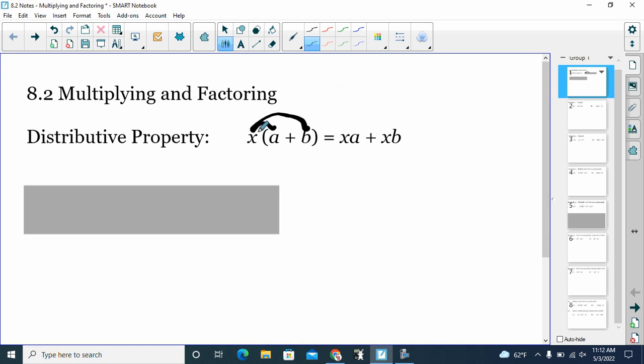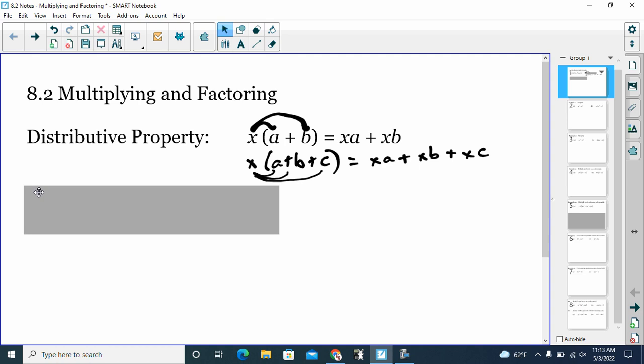You've seen it before. If I have something out in front of a binomial or even a trinomial, if it's x times a plus b plus c, we could do x times a plus x times b plus x times c. Or if there's four terms, we could distribute it to each. So if I have a monomial times something else, we're going to take that monomial and multiply it by each of the other terms.